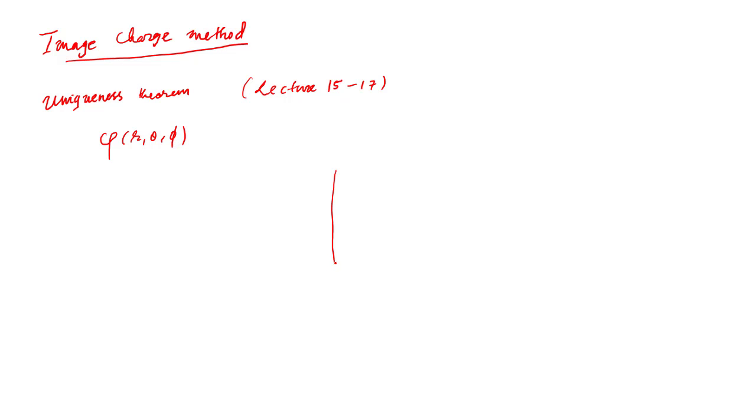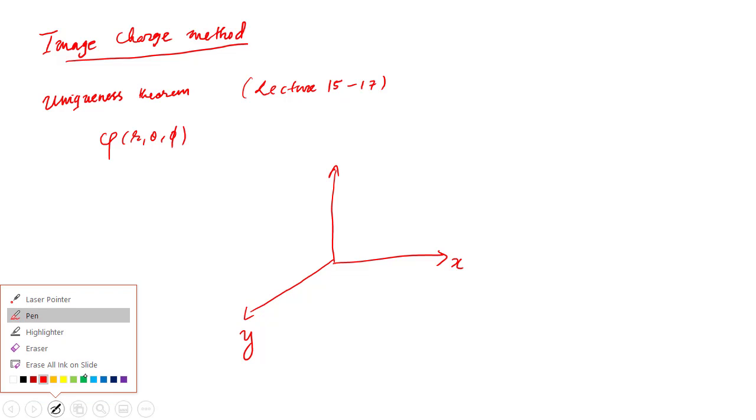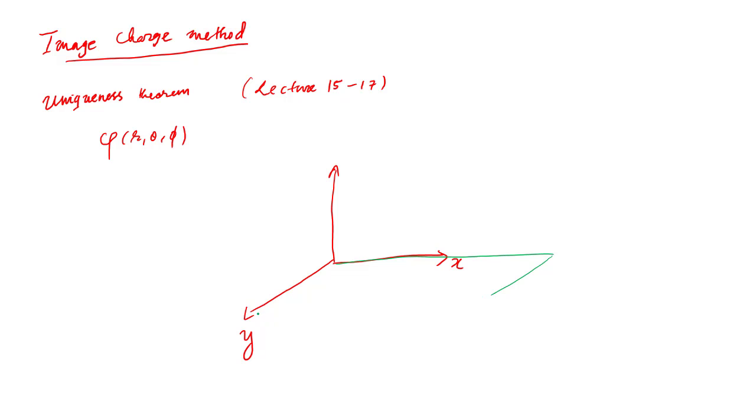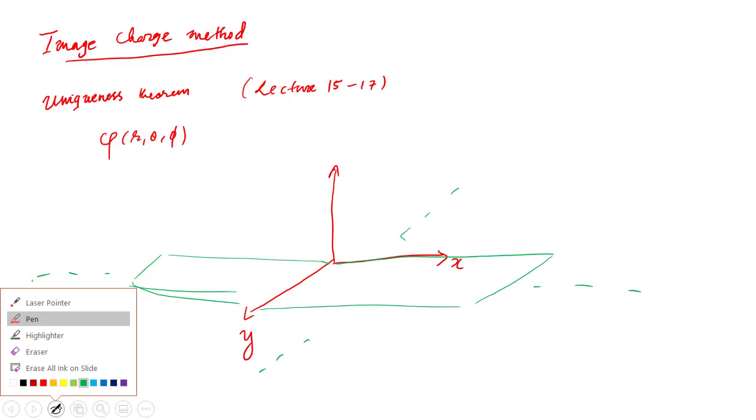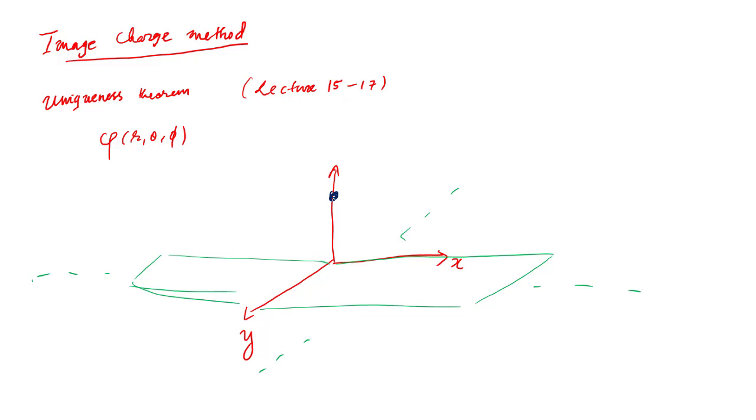Assume that you have an infinite conducting plane in the xy plane. So you have an infinite conducting plane that I'm drawing in green here. That's in the xy plane, so it's extended this way, right? And then we have a charge plus q up here, and this is at a distance d above the z-axis. So this point would be z equal to 0.